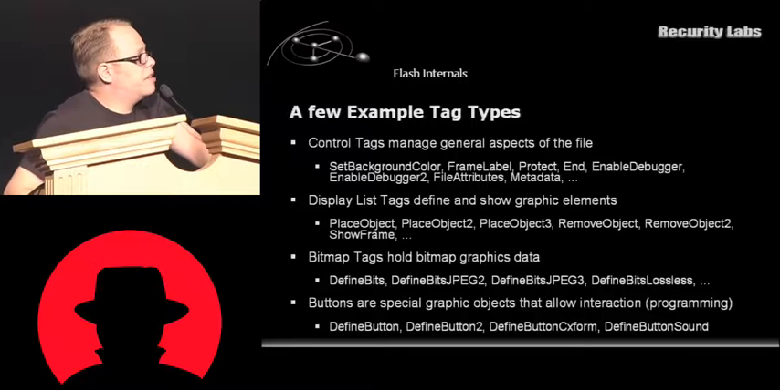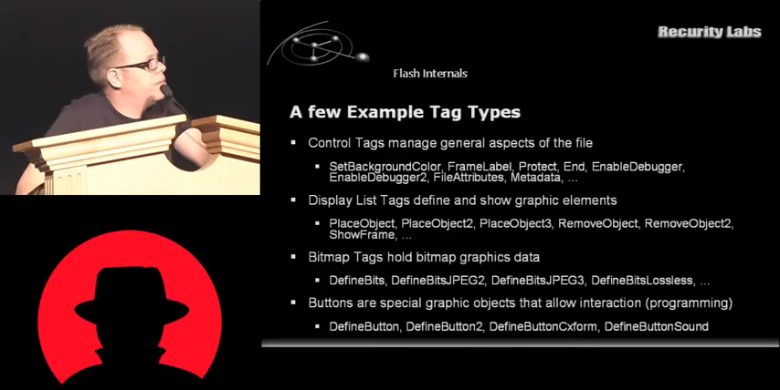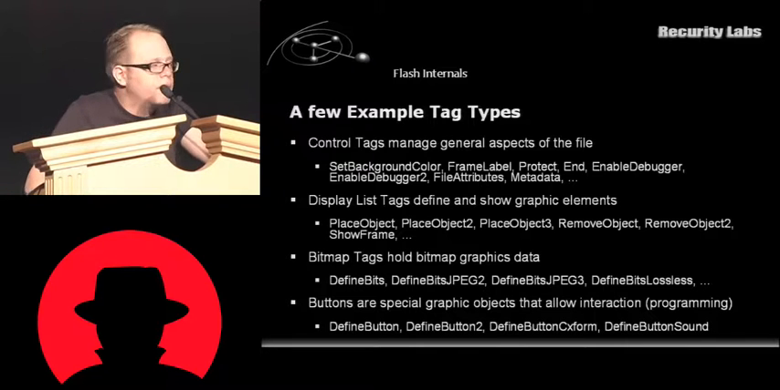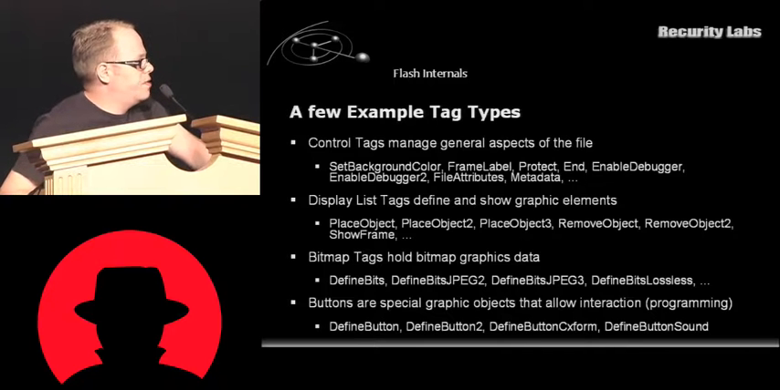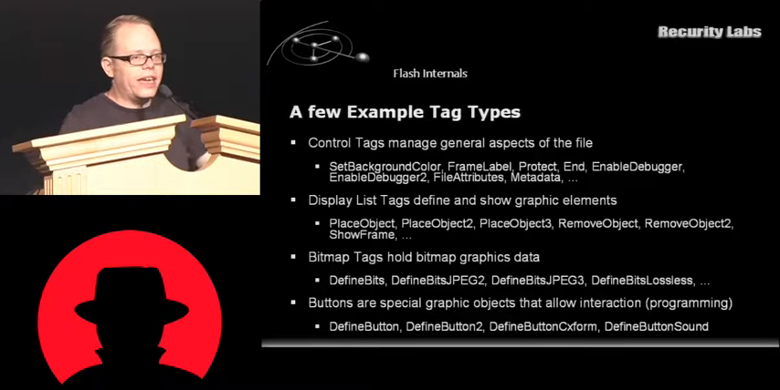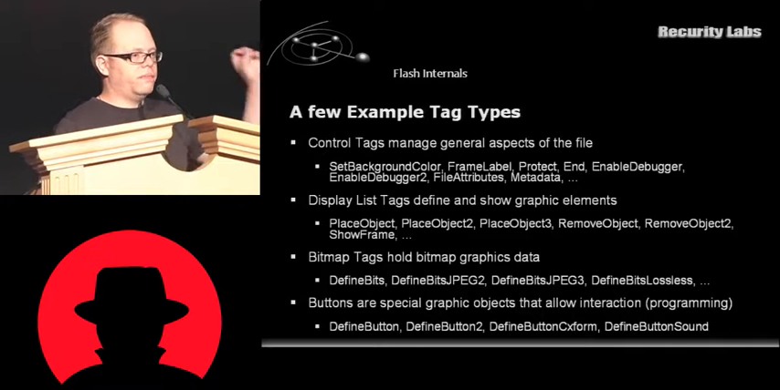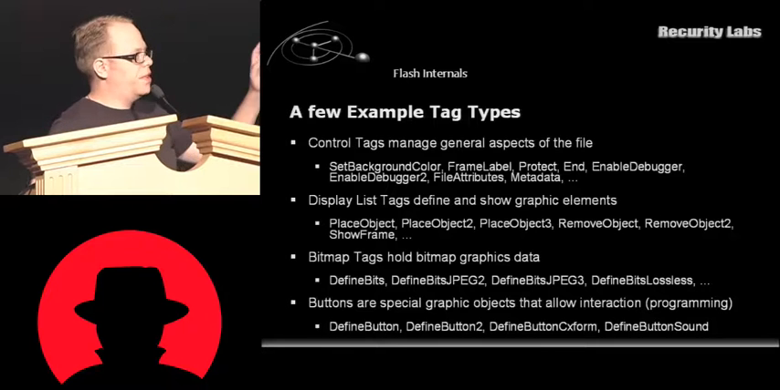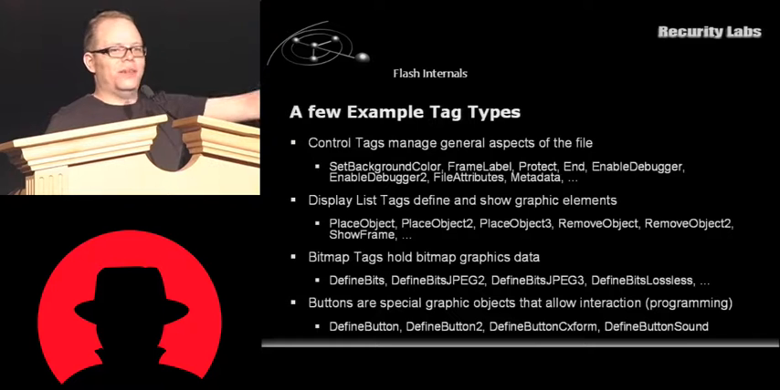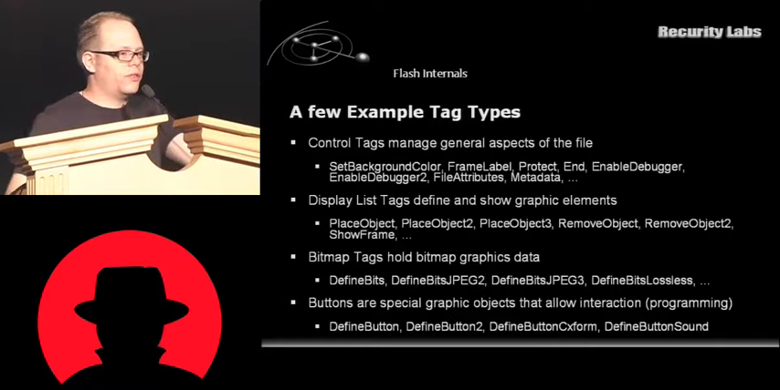When you look at those tag types, there's control tags that do simple things like setting the background color, or labeling stuff, or ending the Flash movie. Then there's display list tags that define and show graphic elements. You already see they're called like place object 2, place object 3. That actually doesn't mean that the second will actually place 2 objects. It's Adobe's second attempt to get it right. And then there's the third attempt to get it right, and so on and so on. They also do that with the opcodes.